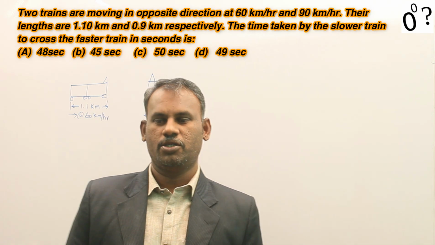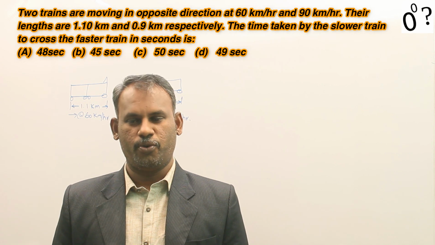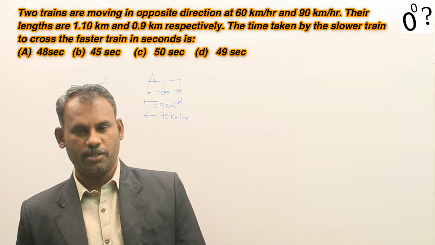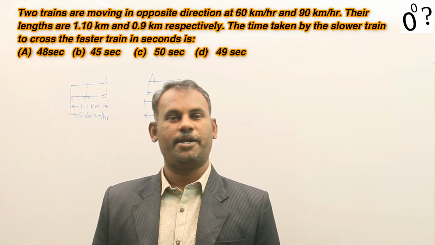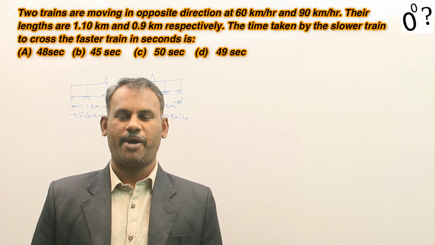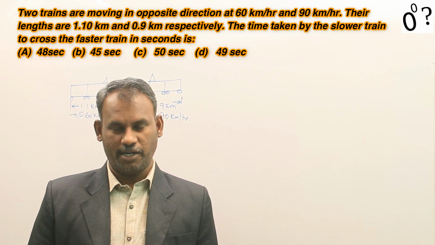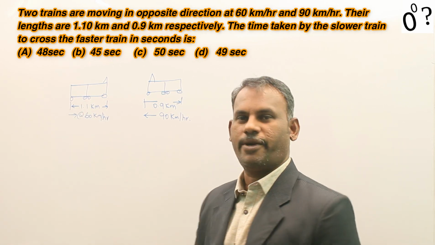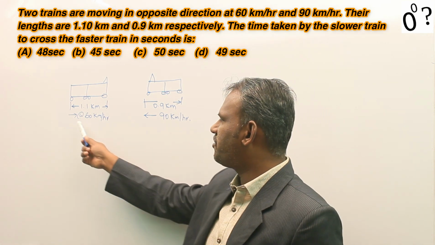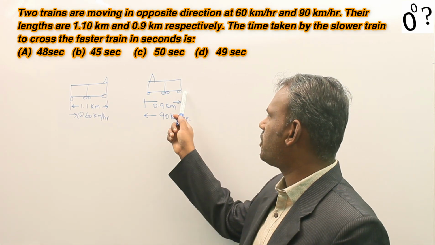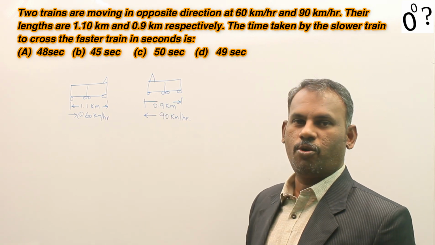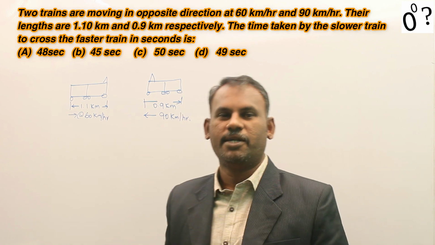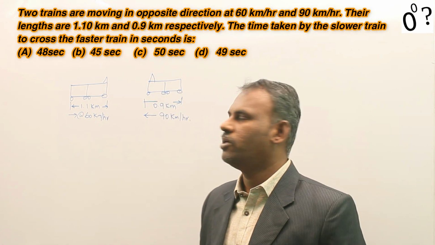Today's session, the first question is: two trains are moving in opposite directions at 60 km per hour and 90 km per hour. Their lengths are 1.1 km and 0.9 km respectively. The time taken by the slower train to cross the faster train in seconds. Just assume this is a train having the length of 1.1 km and moving at the rate of 60 km per hour, and another train having length of 0.9 km moving at the rate of 90 km per hour. Both are moving in the opposite direction. The question is how long is the time taken to cross each other.